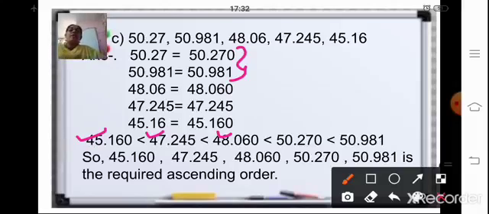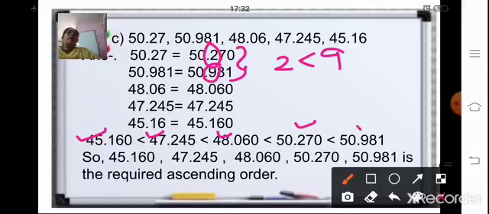So when we have integral number same, we will compare the number in the tenth place. Now what is the number in the tenth place? 2 and then 9. So 2 is smaller than 9. So that means 50.270 is smaller than 50.981. Now remove the symbol and then write the numbers, that is 45.160, 47.245, 48.060 and 50.270 and 50.981 is the required ascending order.